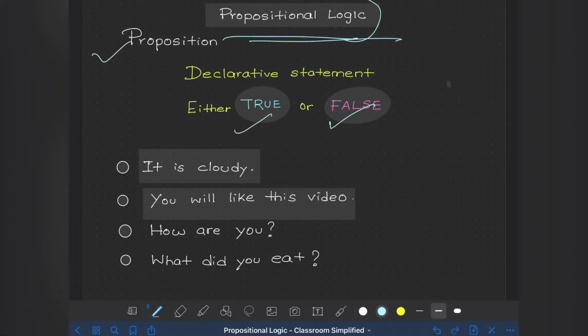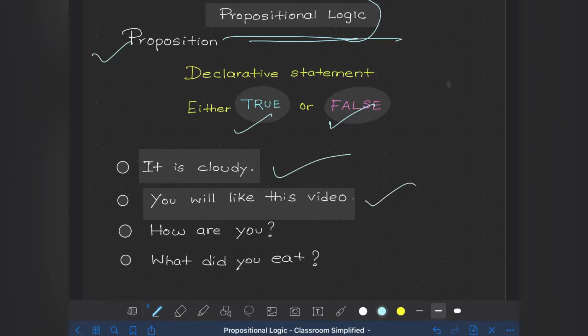Now talking about the examples below: it is cloudy. This can be either true or false. If it is cloudy, then yes, this statement is true. So it is a propositional statement, right? So it is a proposition. Now the next one: you will like this video. If you don't like this video, then it will be false, and if you like this video, then it will be true. This statement is also giving either true or false as its result, right? So this is also a proposition.